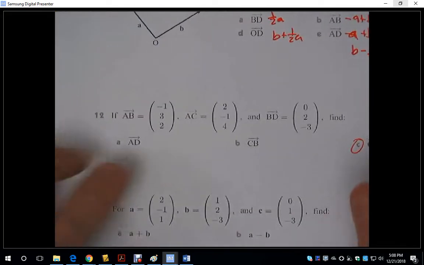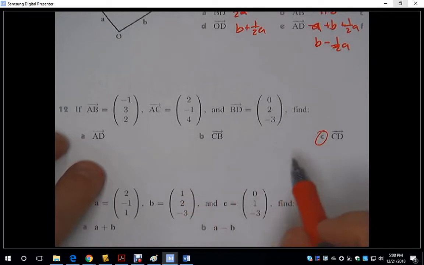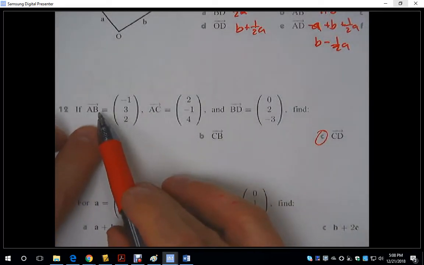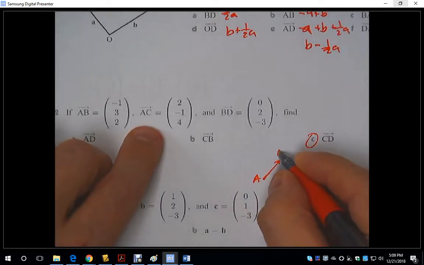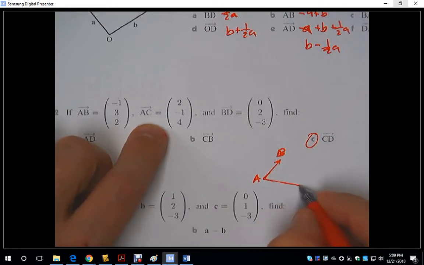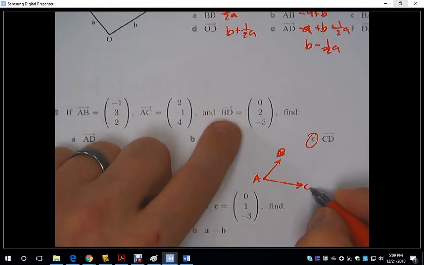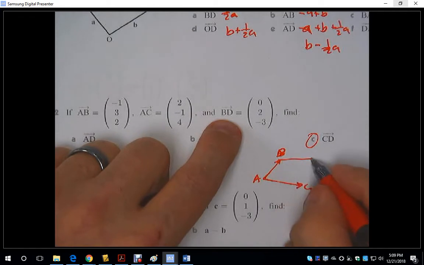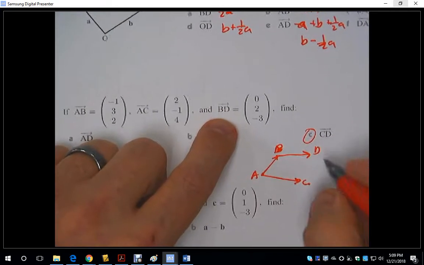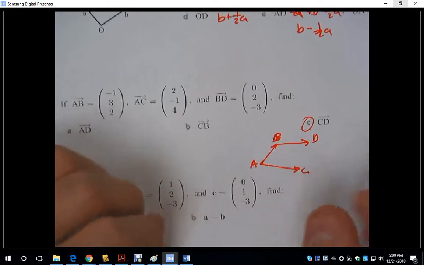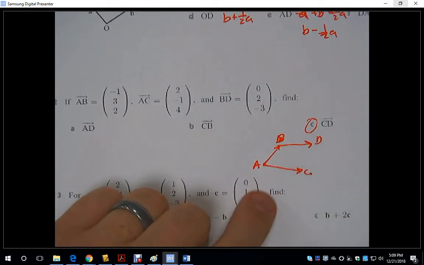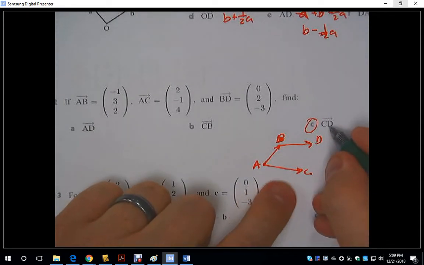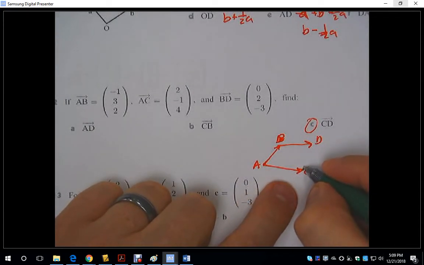Let's look at 12C. I have some vector A to B, a vector from A to C, and a vector from B to D. It doesn't really matter the direction, it's just a matter of getting a conceptual understanding of what the directions of these arrows are. So I want to find this vector from C to D.